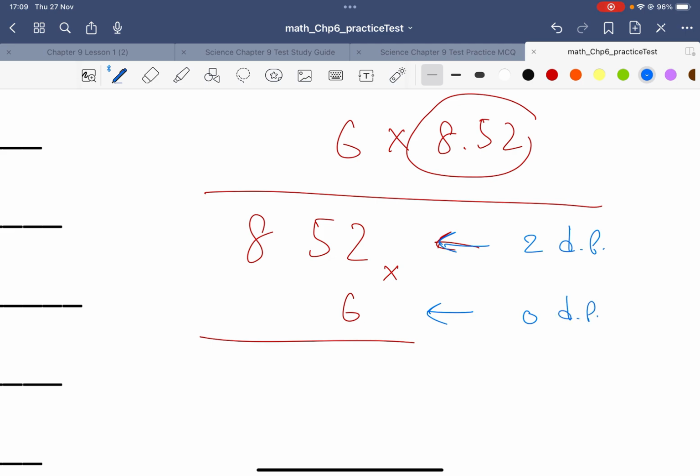So let's multiply it out. So 6 times 2 is 12. You put 1 here. 6 times 5 is 30. Added 1, you get 31. 6 times 8 is 48. Added 3, you get 51.